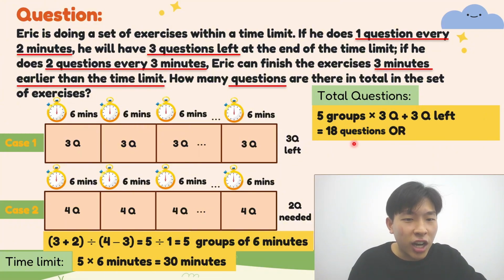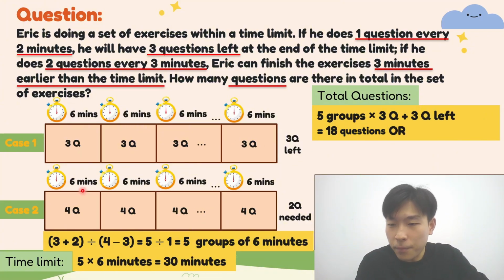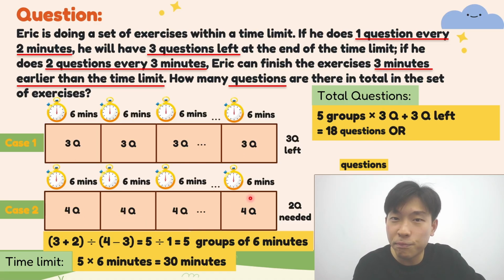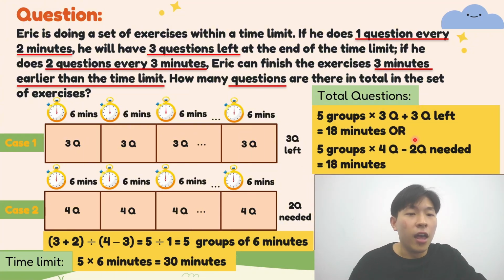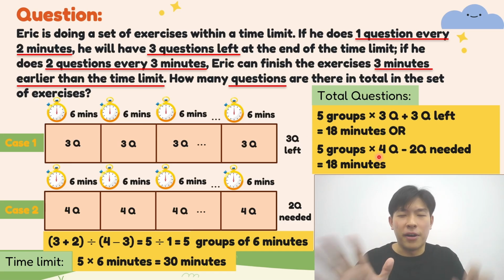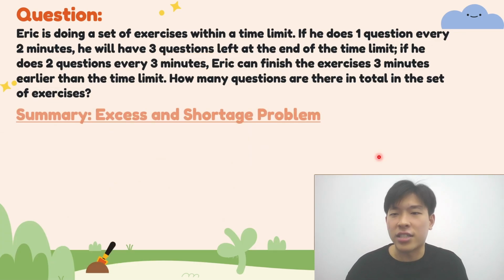18 questions. Or here we have 6 minutes. We have 5 stopwatches with 4 questions each. So 5 times 4 and here minus 2. Perfect. So it's the same. 18 questions. So perfect. Now let's do a very quick summary here.